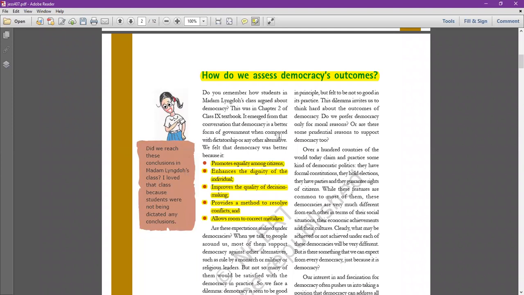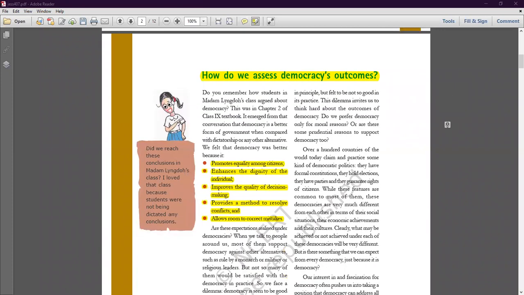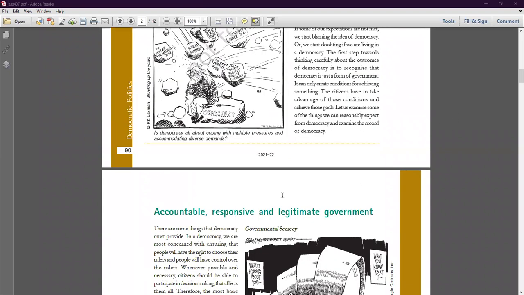So that's how, on the basis of these 5 points, you can say that democracy is better form of government. This is your first topic, that is how do we assess democracy's outcomes. So we assess democracy's outcomes if democracy provides these all things. So I hope now it is absolutely clear to you. Yes, dear students, now we have come to our next topic, and that is how do we assess democracy's outcomes. That's what we have completed.